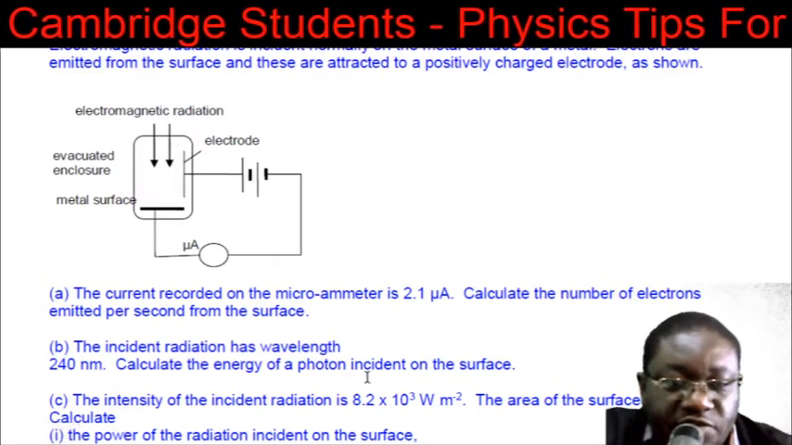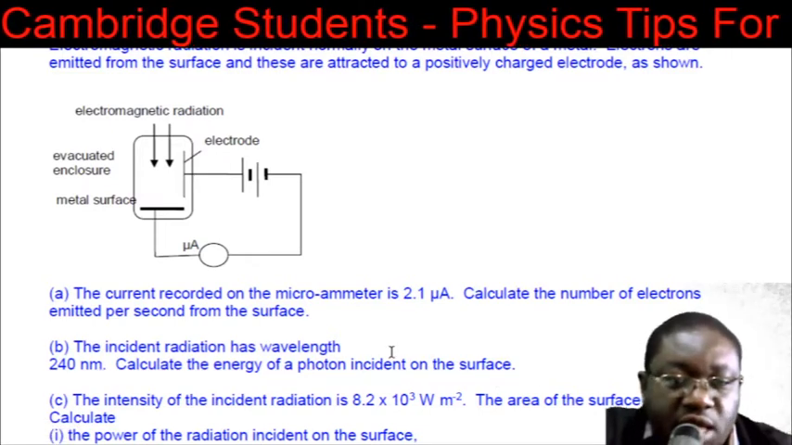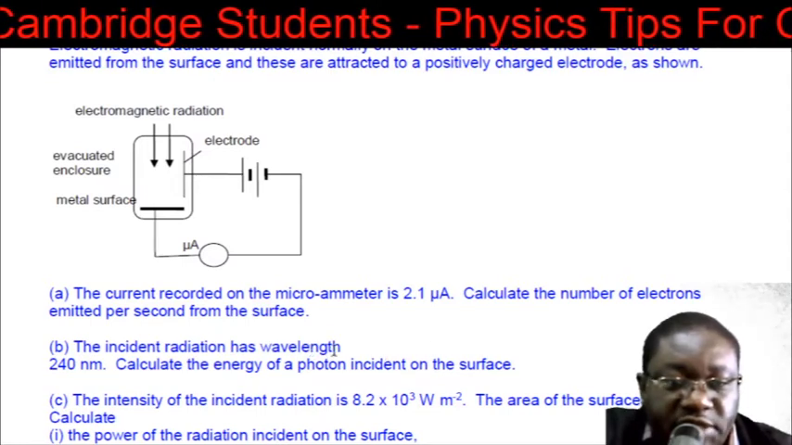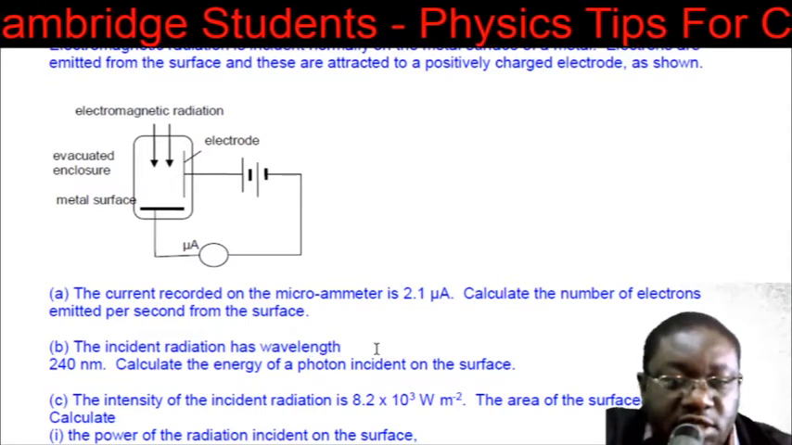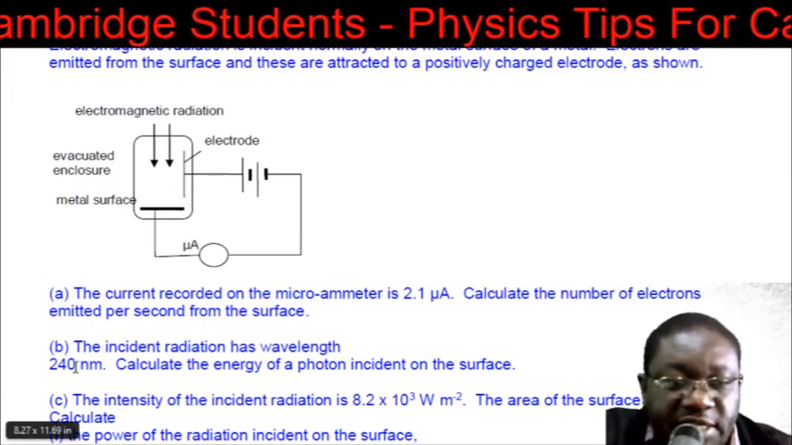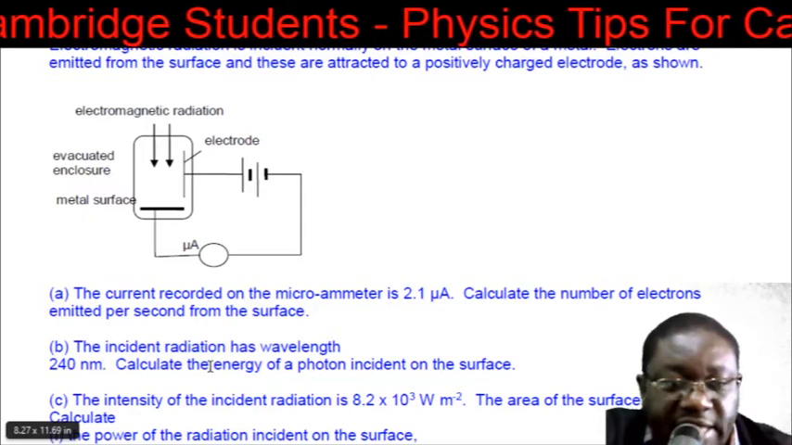B, the incident radiation is wavelength 240 nanometers. Calculate the energy of a photon incident on the surface. E is equal to hc over lambda. H is 6.63 times 10 to the power of minus 34. C is 3 times 10 to the power of 8 divided by the lambda shown there. Remember, these are nanometers, multiplied by 10 to the power of minus 9 meters.